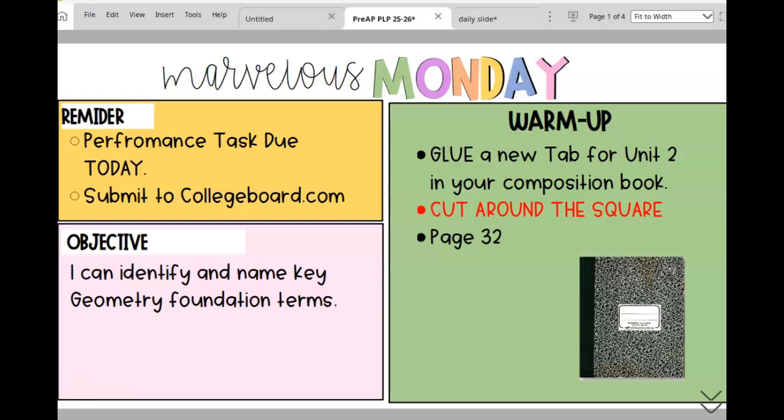Alright, so to start the Unit 2 Geometry Foundation, we have to identify and name key foundation terms. And so that's what today is all about. Identifying and naming. There's no calculation, there's nothing farther than that. Only identify and name. So the only way to identify something is to know the definition of it. So starting with points.